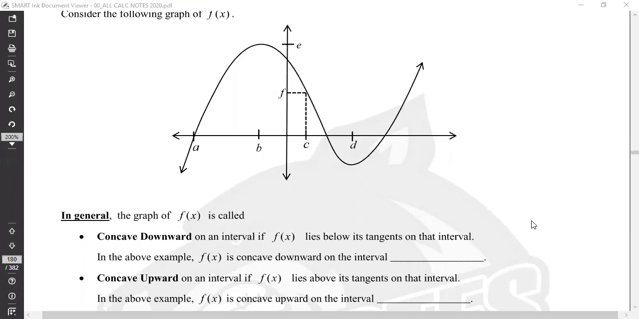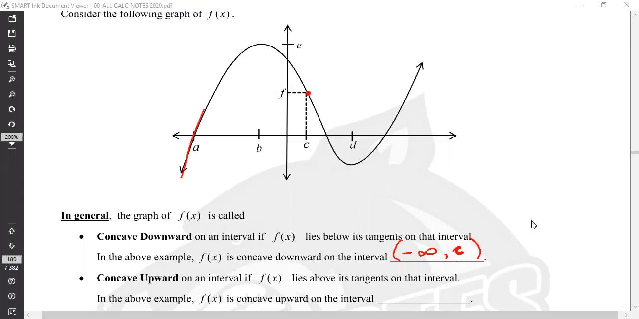In general, the graph of f of x is called concave downward on an interval if f of x lies below its tangents on that interval. In the example above, f of x is concave down on the interval. At c, this concavity changes. So it is concave down on the interval negative infinity to c.